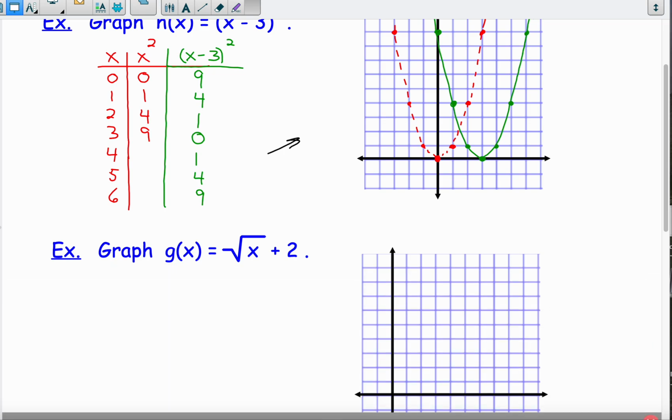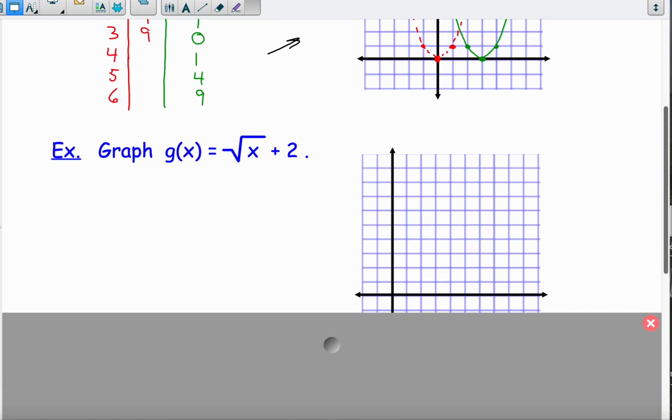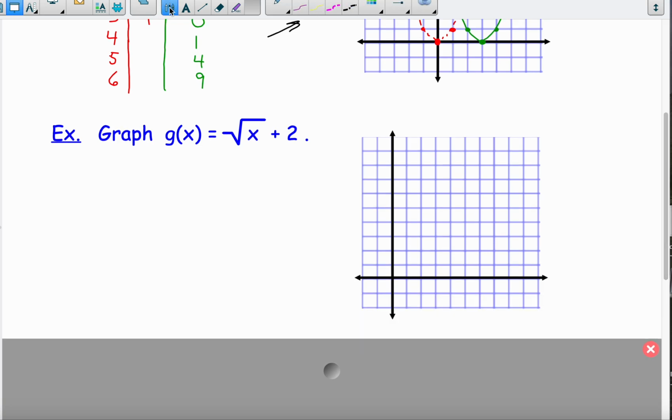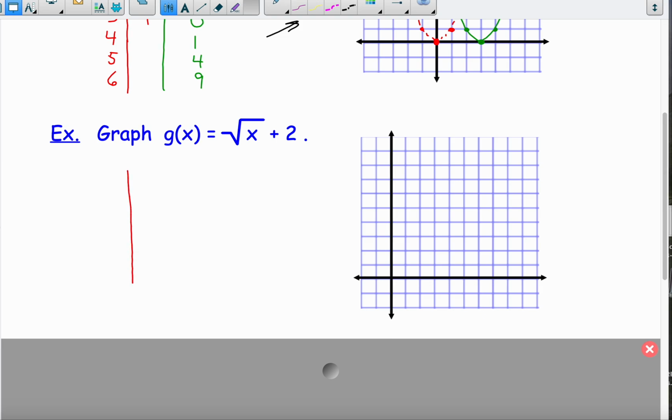what happens with the square root of x plus 2. So I'm going to make a table, and my parent function is the square root of x. 0, square root of 0, 1, square root of 1, 4, square root of 4, 9, square root of 9. So we get these familiar points. And 9 should be over here, gives me 3. All right, so there's your parent function.